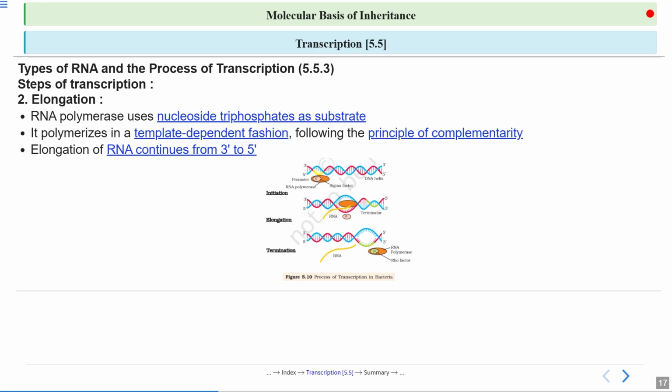Elongation of this RNA continues from where to where? It will continue from 3' to 5'. So here we can see this has initiated. Okay, now after initiation, what will happen? This elongation of RNA is happening, and now the last step will be termination. After the elongation, after the mRNA has been formed, the transcription has to stop.